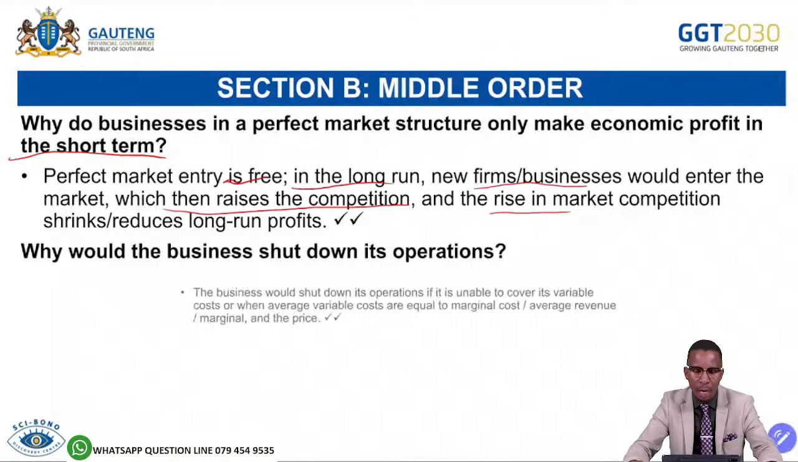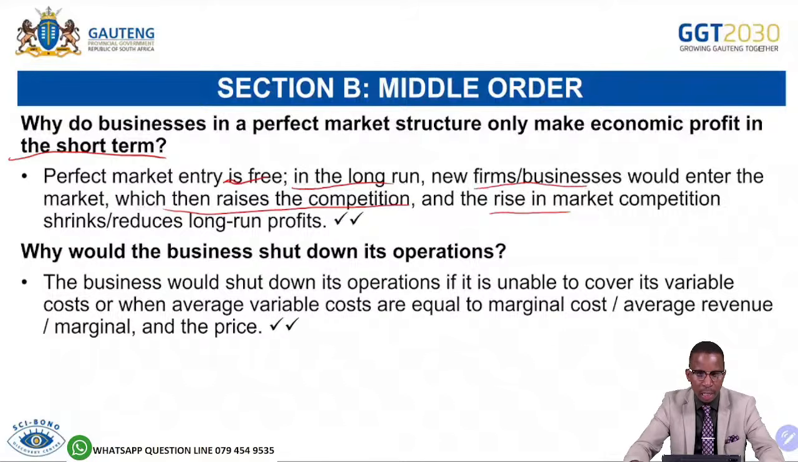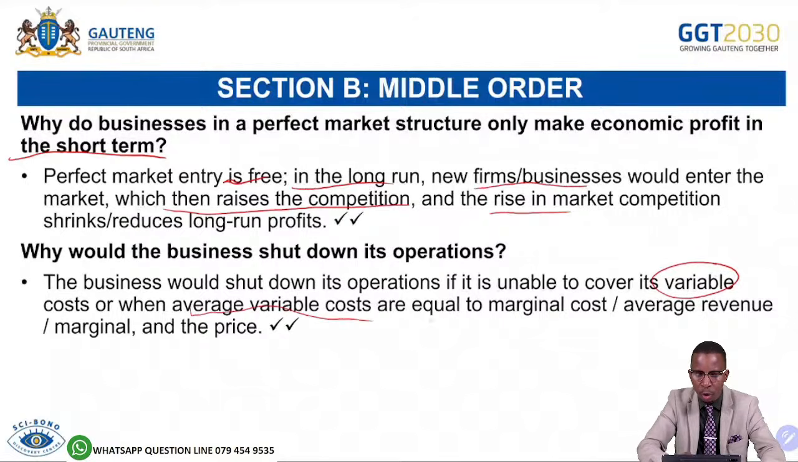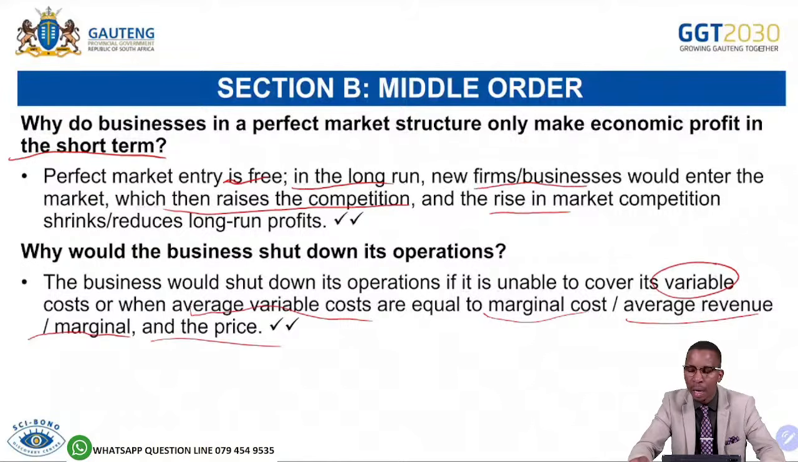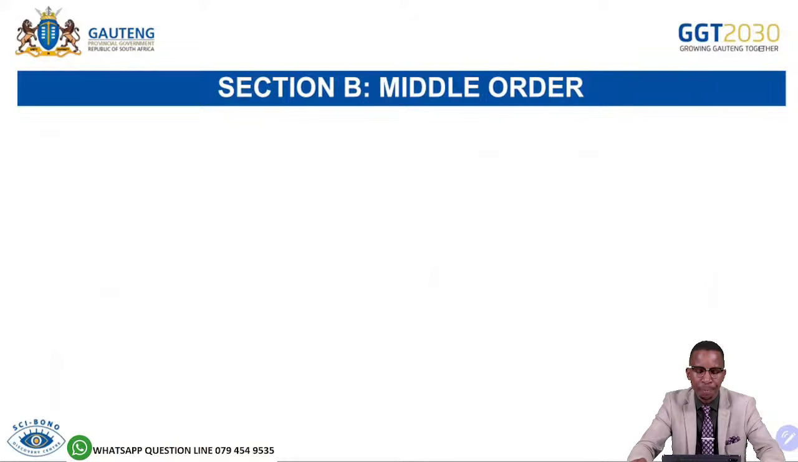Also, when the firm cannot afford to cover its variable cost, the business would shut down its operations, or when average variable costs equal the marginal cost, average revenue, marginal revenue, and the price. That's how the firm can shut down.